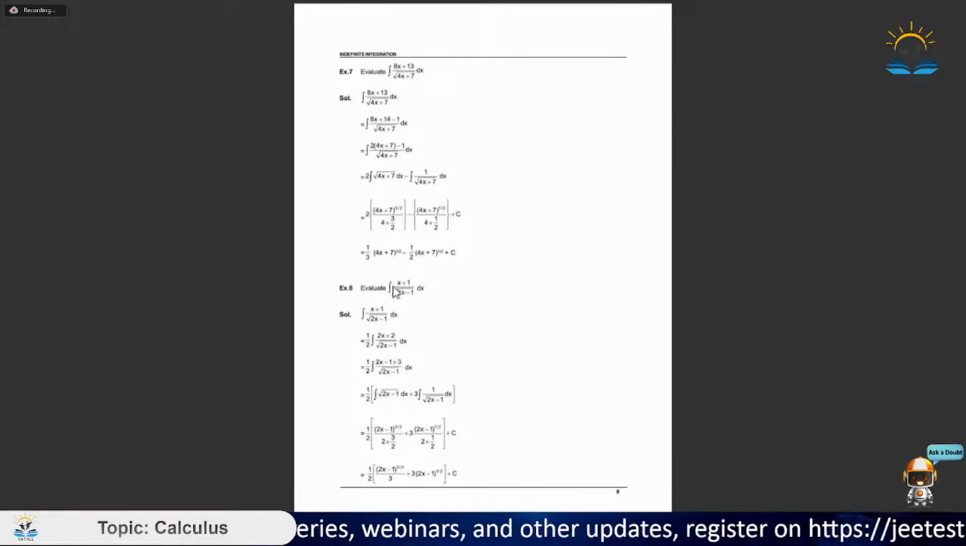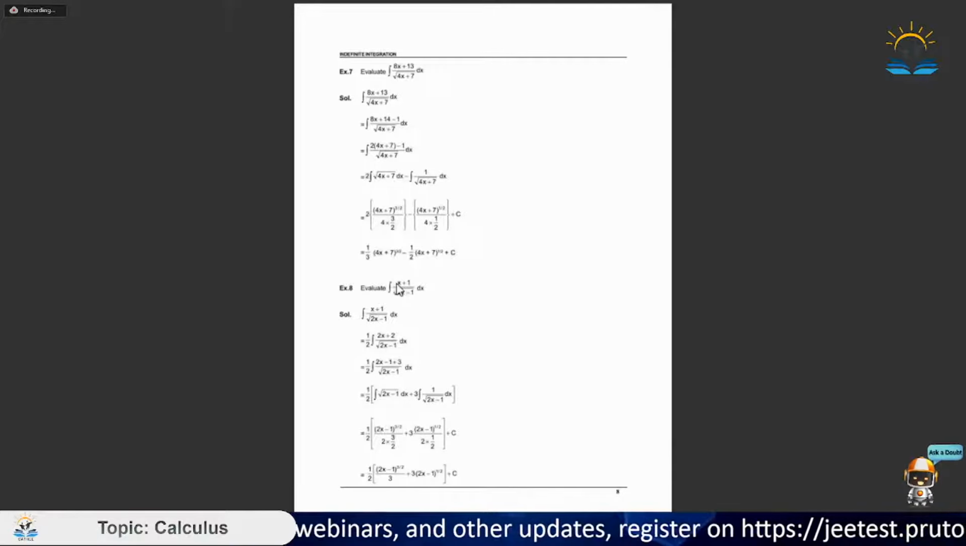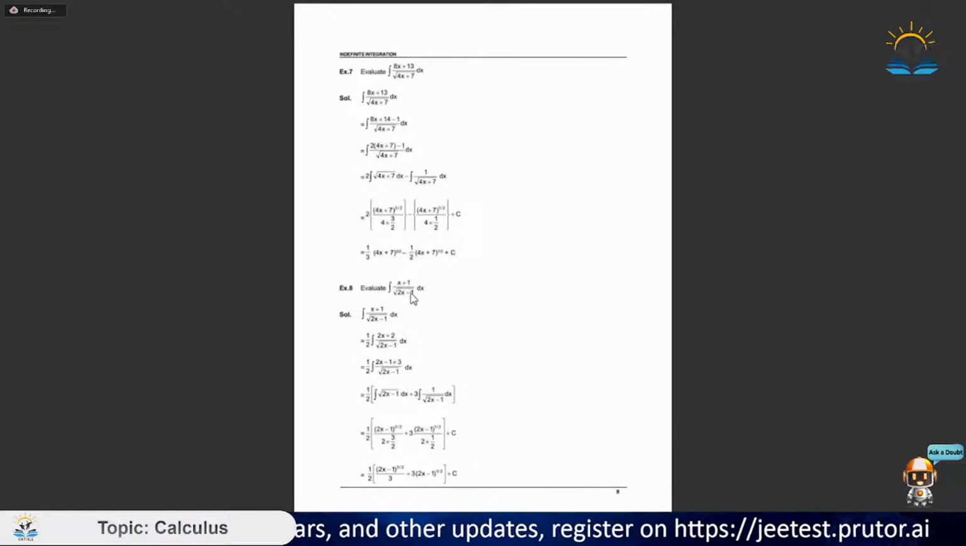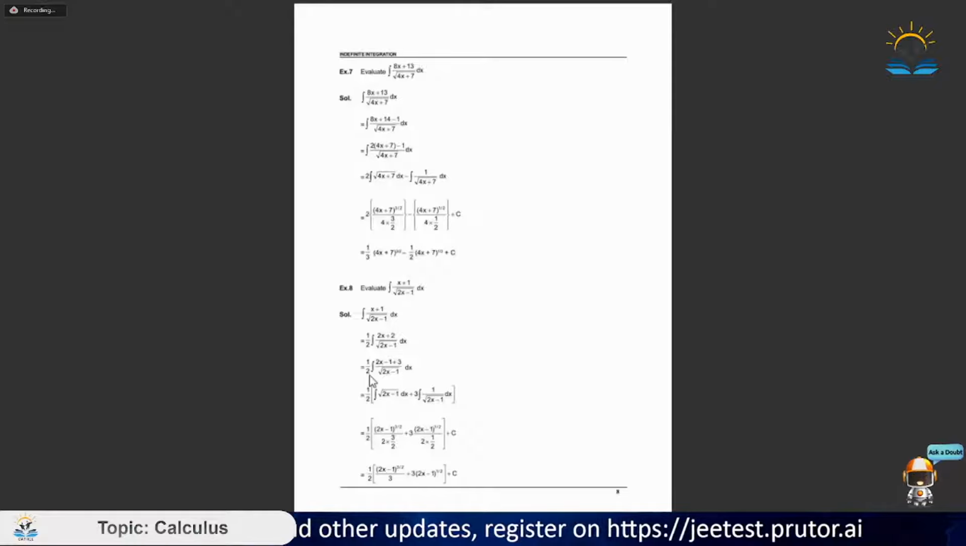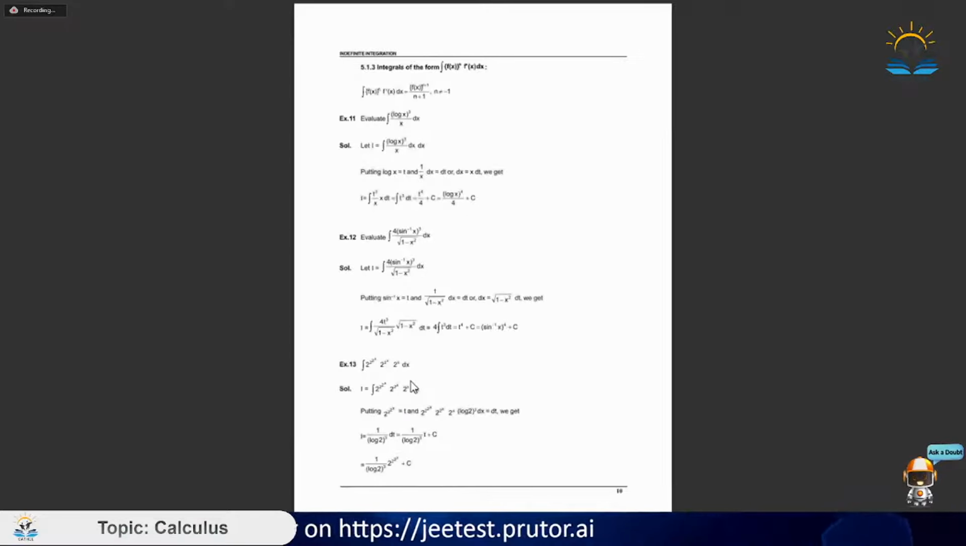What we will do here is multiply by 2, and then multiply and divide by 2. Then we will convert this plus 2 as minus 1 plus 3. So this can be done similarly. Okay, integration of the form root of f of x into f dash x dx.